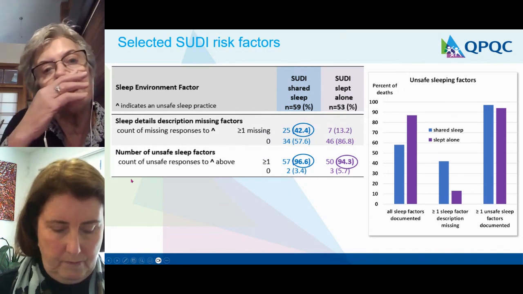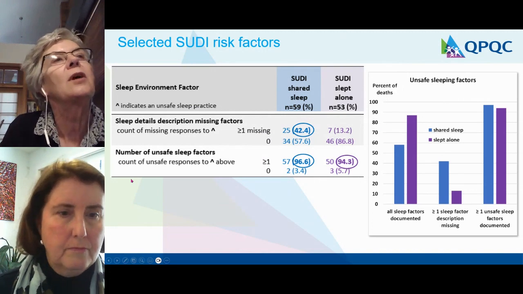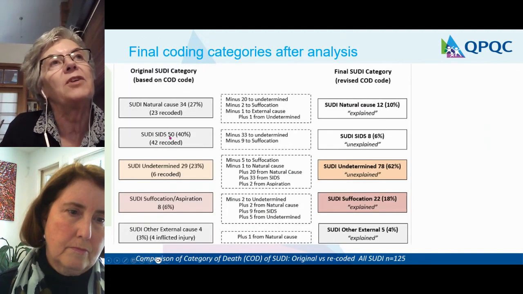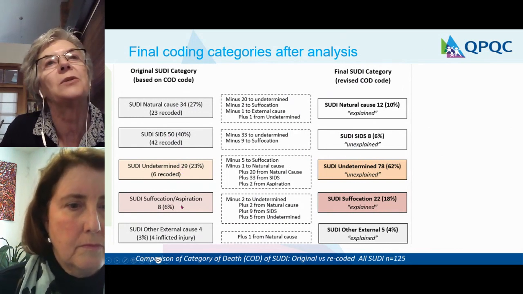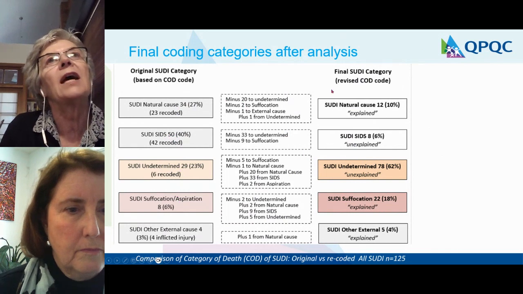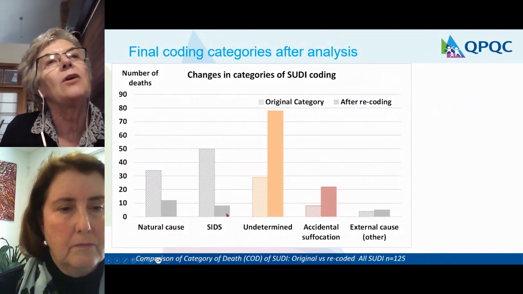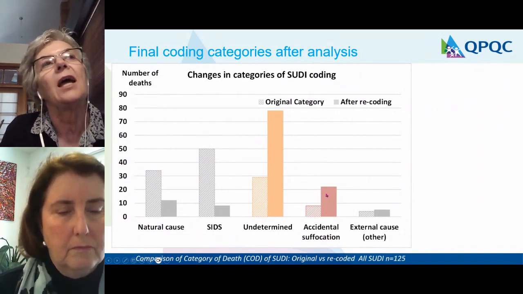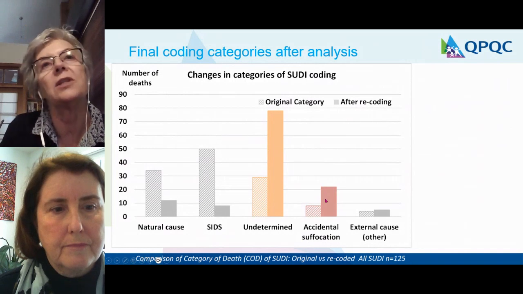So final closing categories, and again I'll show you a graph that explains this, but we started off with most of the SUID having been officially categorised as SIDS, and then relatively equal numbers of natural cause and undetermined cause, and very few aspiration. And our final categories completely flipped those, and so we ended up with natural cause and SIDS dropping to very low levels, and the undetermined category and the accidental suffocation increasing a great deal to 22%, which is a ballpark similar to Sharyn, who mentioned theirs was 18%.